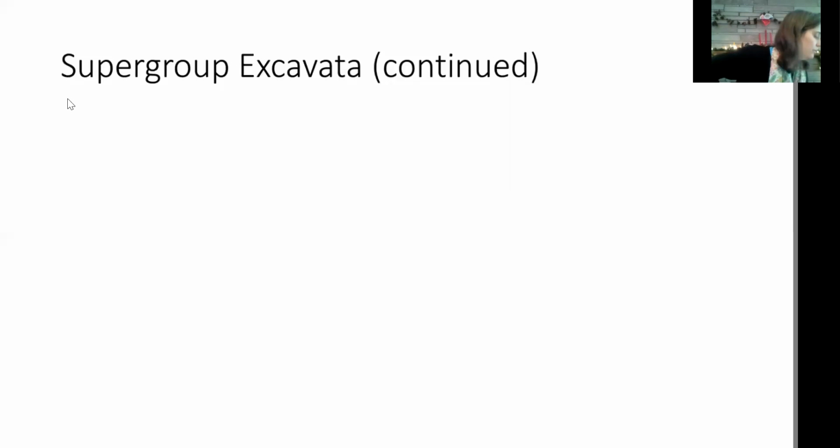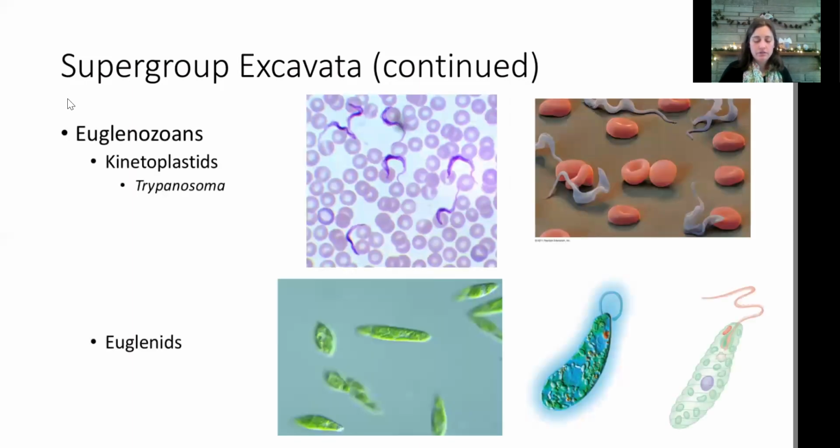Okay, so the last group of excavata that we're going to talk about today are the euglenozoans. Again, practice these words. I don't care if you know how to pronounce them. You need to have a reasonable idea of how to spell them, and you probably need to be able to recognize them for sure. And again, we'll be looking at these also in lab.